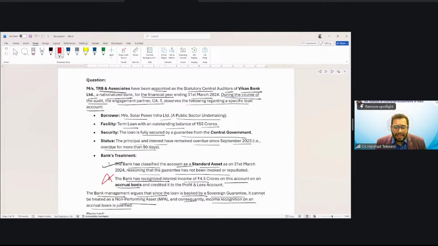Okay, so these are certain matters that we as an auditor are required to look into when we are auditing. If there is a particular asset where any kind of security is there but we are not invoking it, is there any kind of guarantee which we are not invoking? Those are the kind of assets that we should have an eye on. And with respect to the scenario: classification correct, income recognition incorrect.